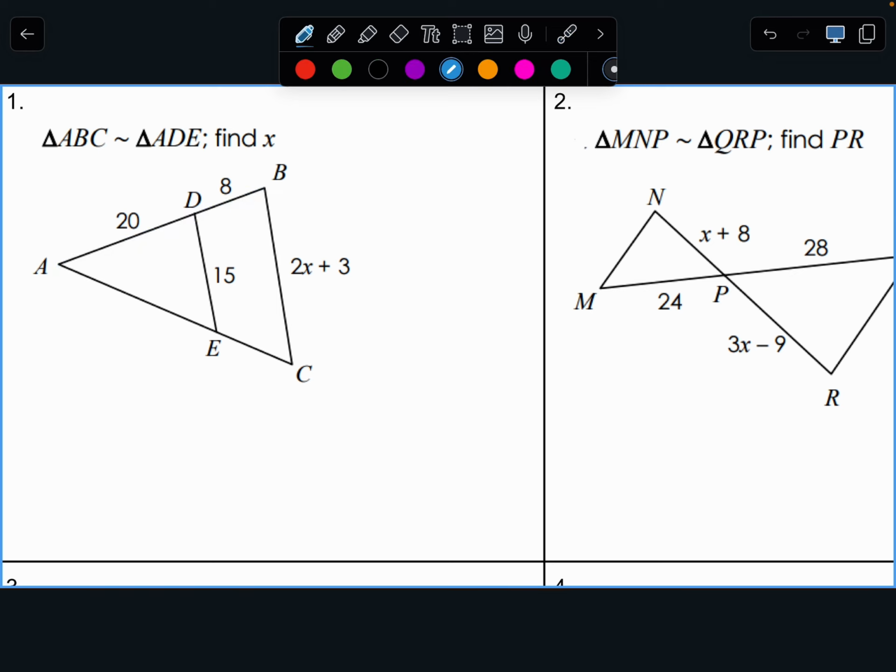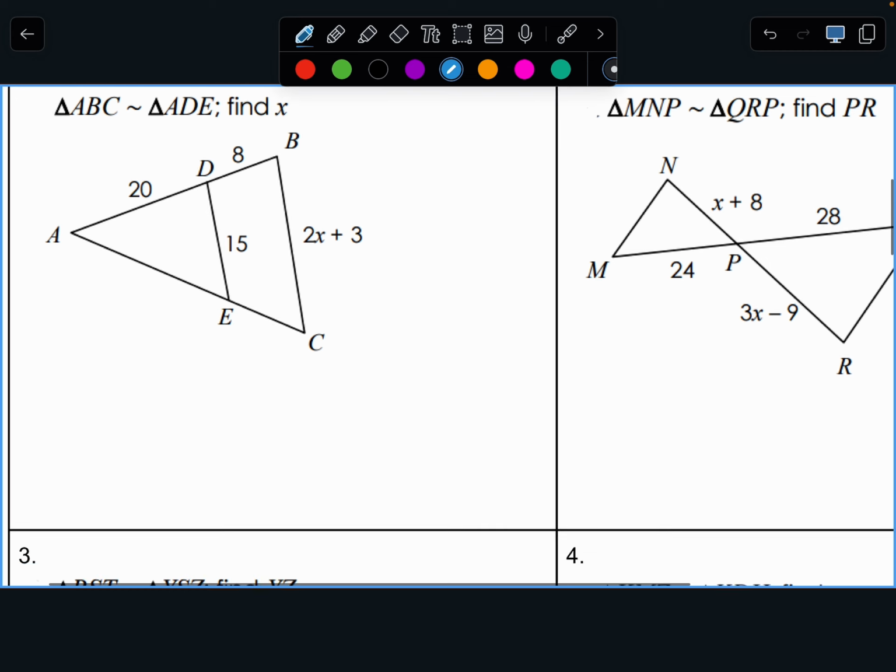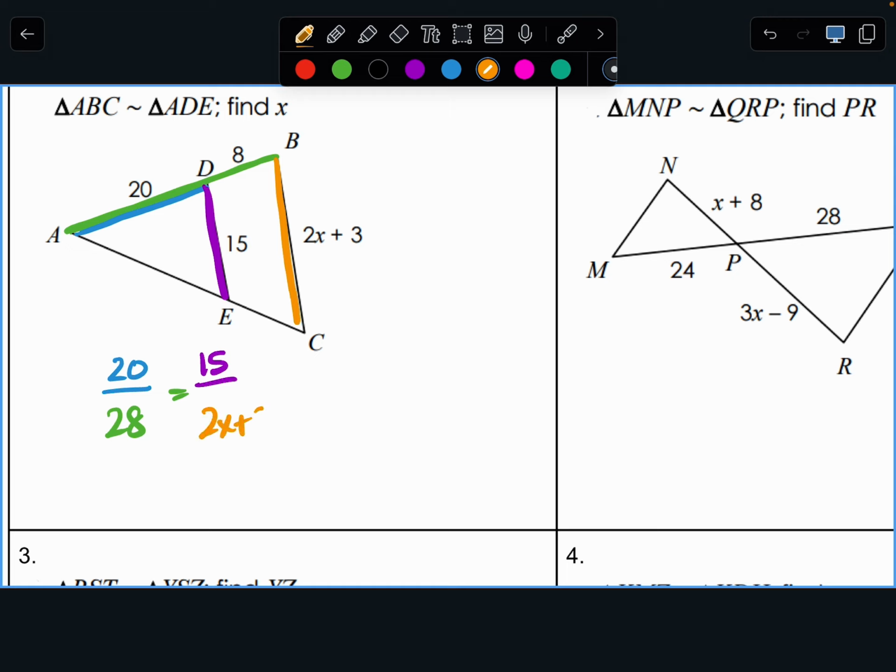So when I do this one, if I do just the 20, what does the 20 match? This side matches the whole thing, right? So then I need to recognize that that's 28. And then I can say that 15 matches 2x plus 3.